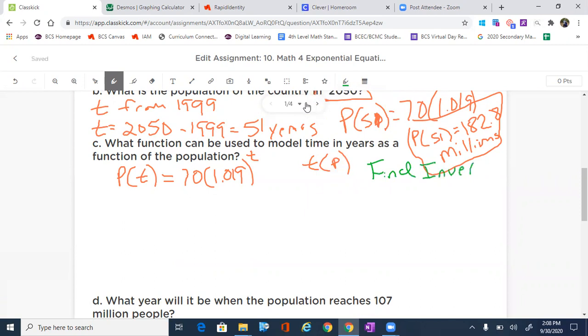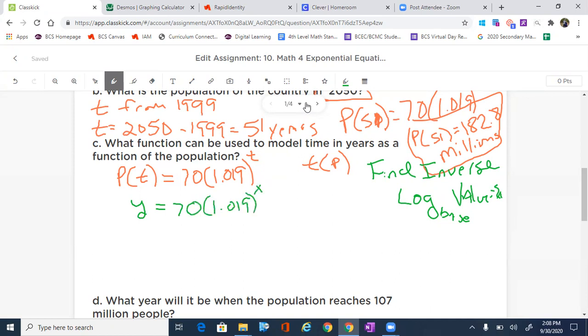And when we find the inverse of an exponential, that means we're going to be using the logarithm. And remember, that's log base value equals expo. So let's go ahead and do that. I'm going to go ahead and change the lettering out to make this life a little bit easier. So y equals 70 times 1.019 to the x.